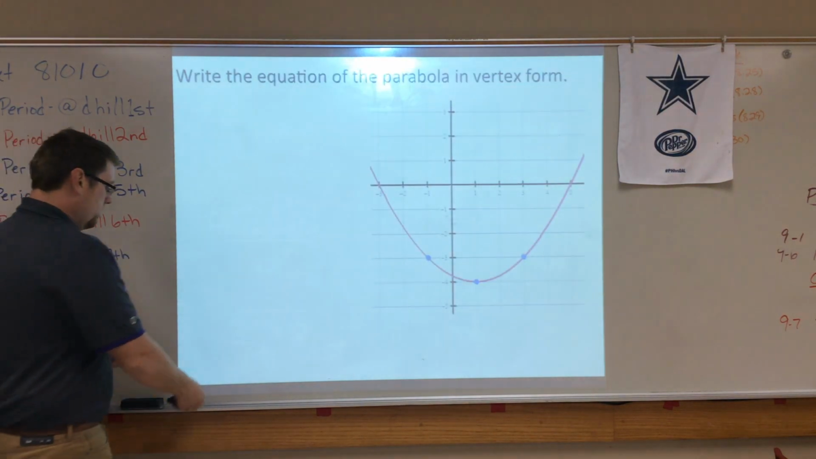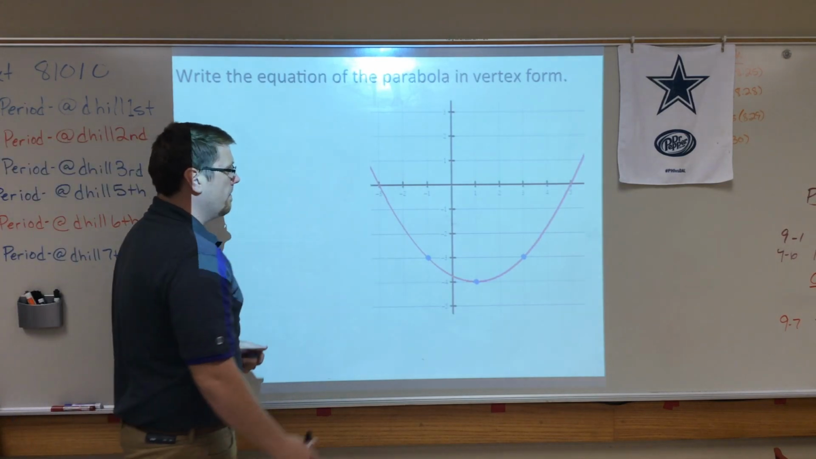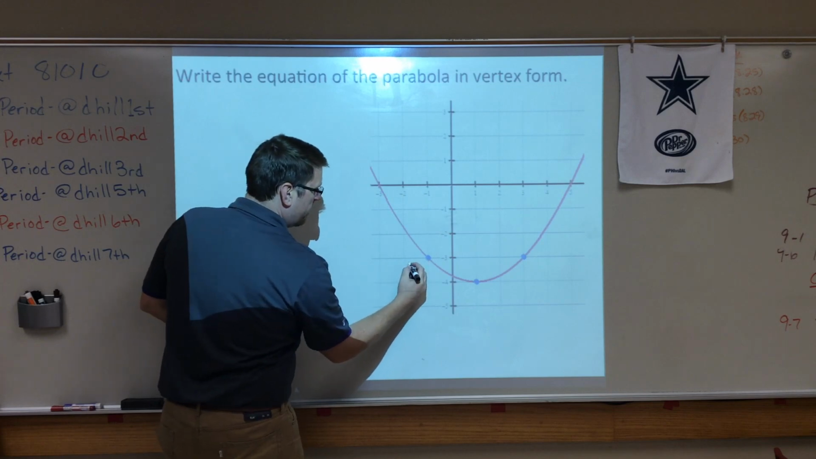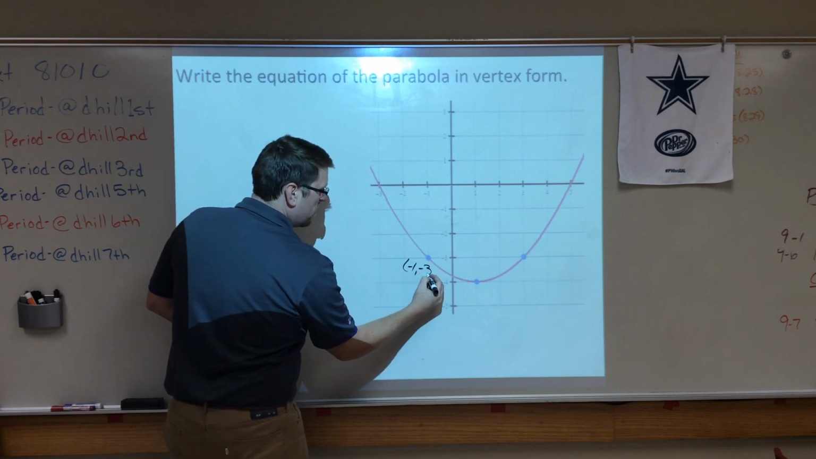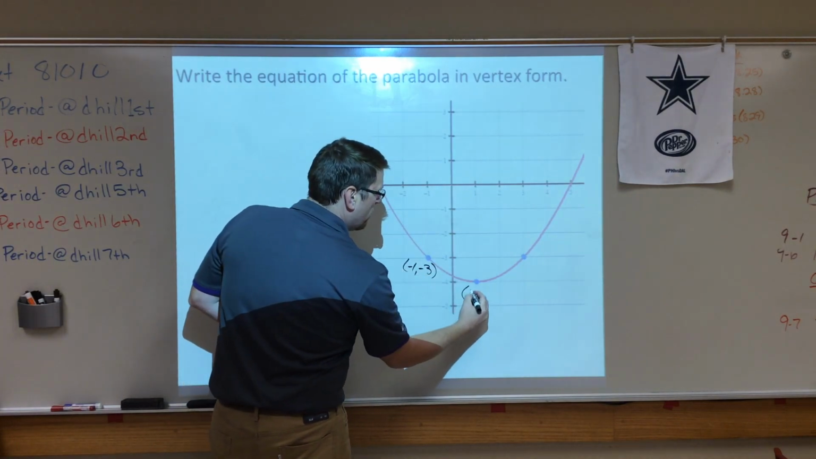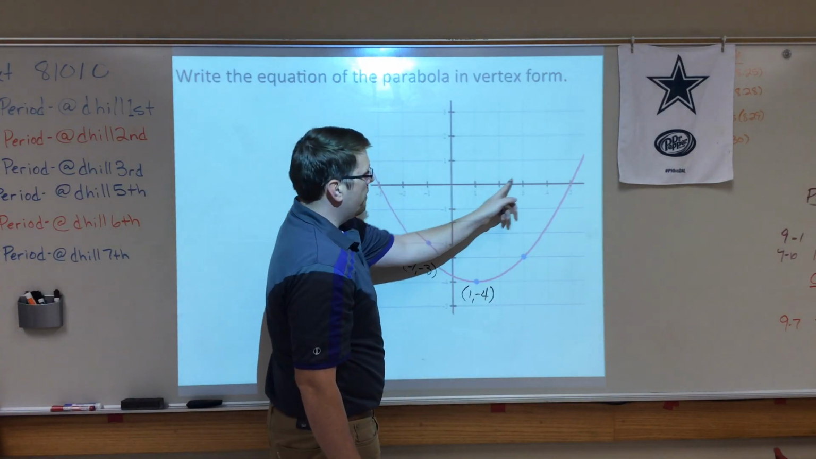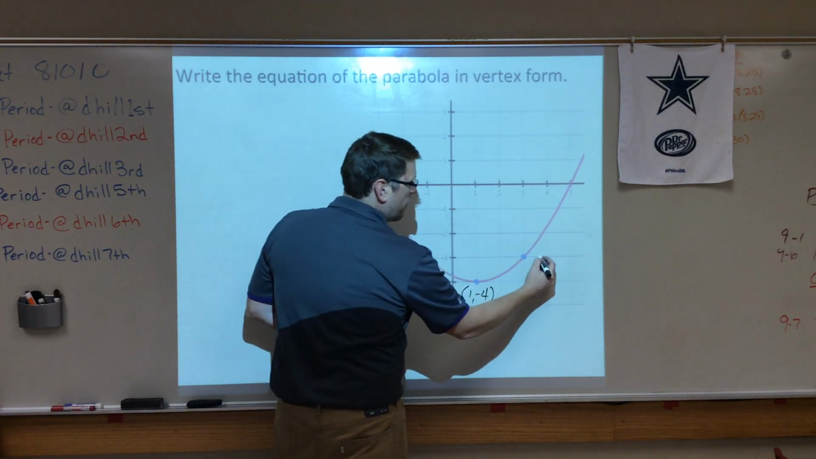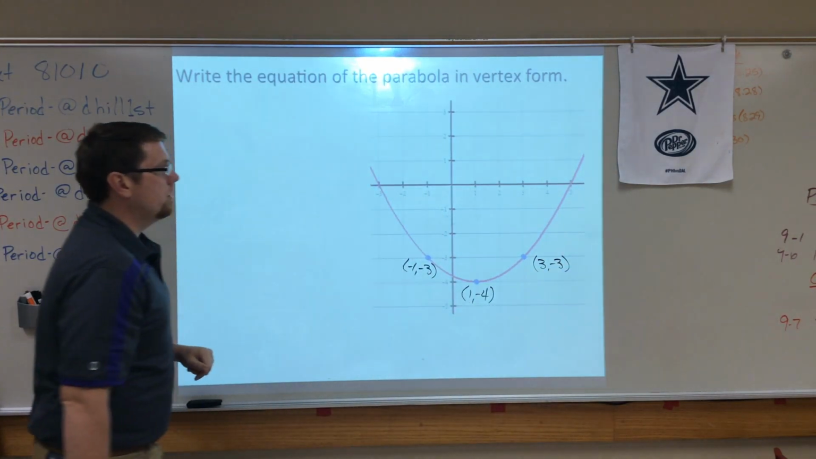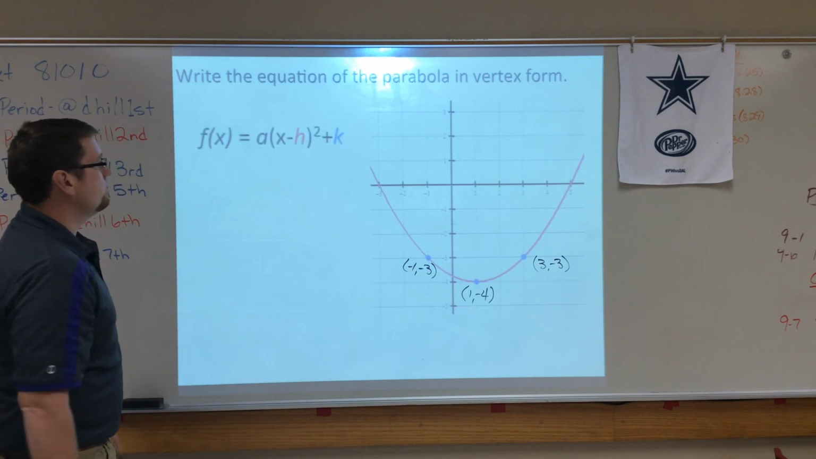All right, in this next example, I'm not given the coordinates. I just need to look at the graph and find them. So this first coordinate over here is (-1, -3). My vertex, the tip of my parabola, is over here at (1, -4). And way over here, at (3, -3), is my third point. So here's my vertex form.